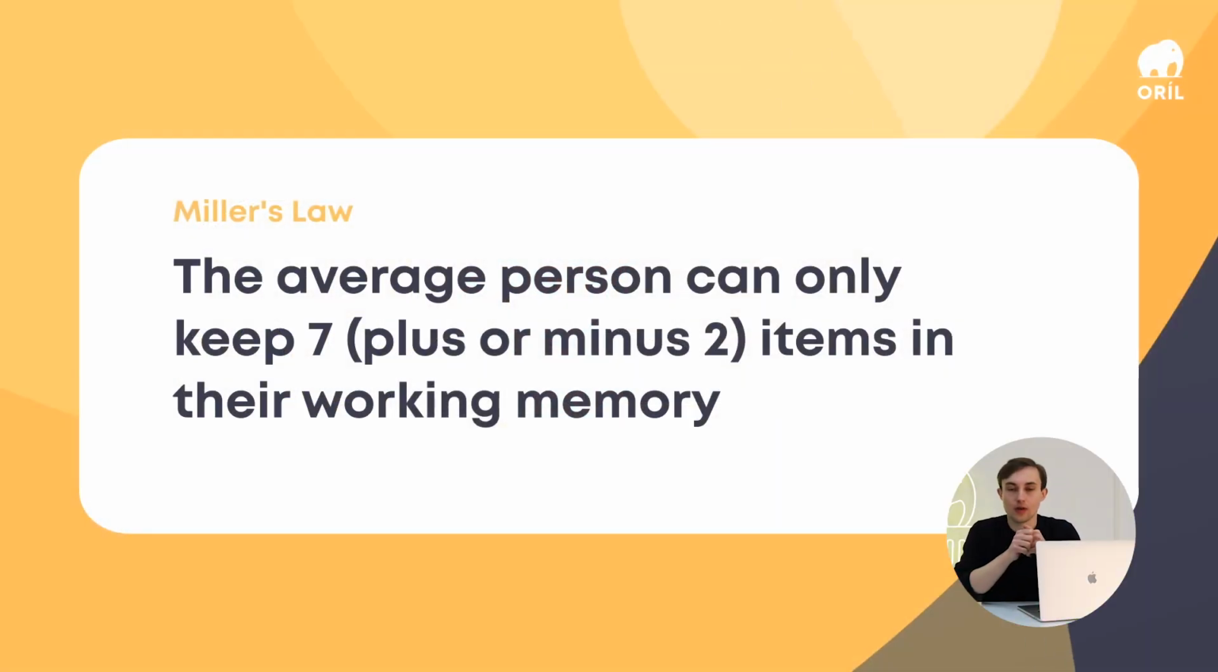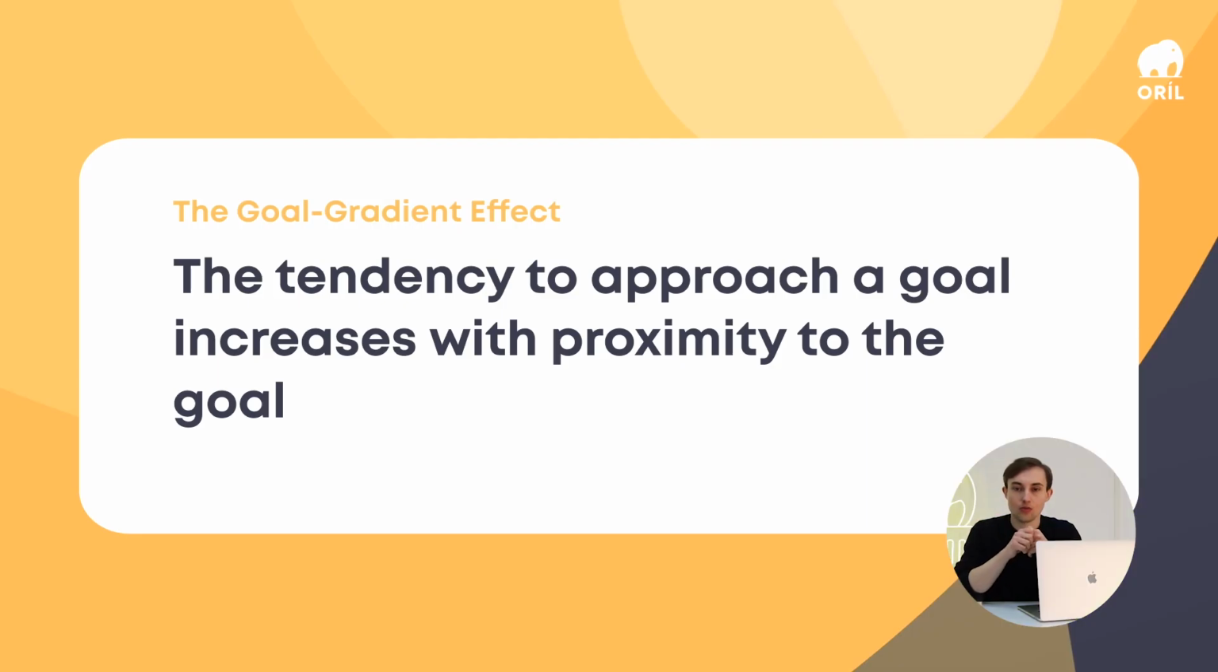Next up are Miller's Law and the goal gradient effect. If you've ever purchased something from an online marketplace, you should find these familiar. So Miller's Law says that the average person can only keep 7 plus or minus 2 items in their working memory. And the goal gradient effect is something very interesting. It says that the tendency to approach a goal increases with proximity to the goal.